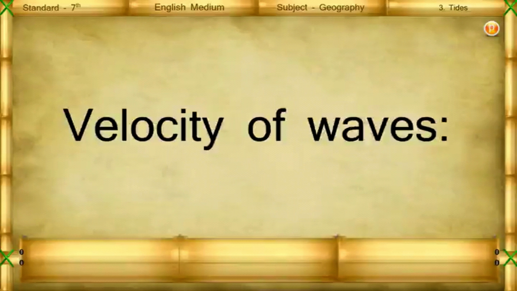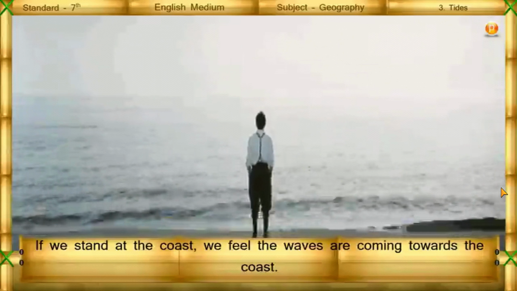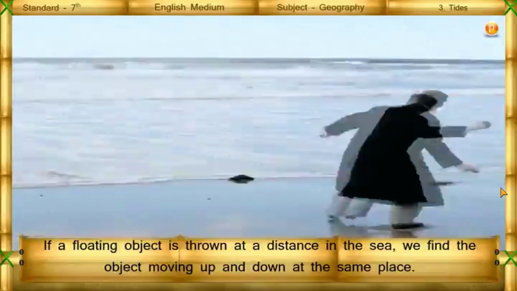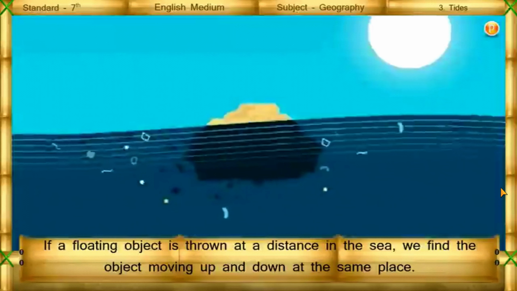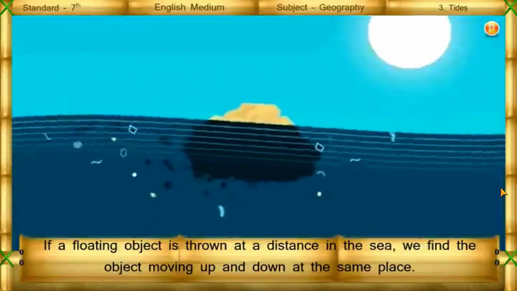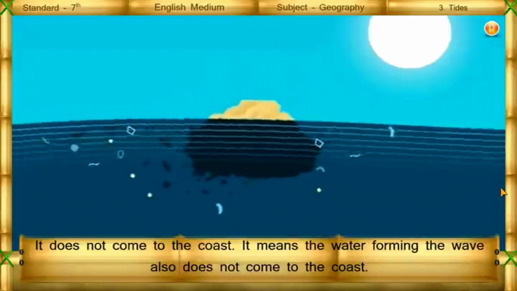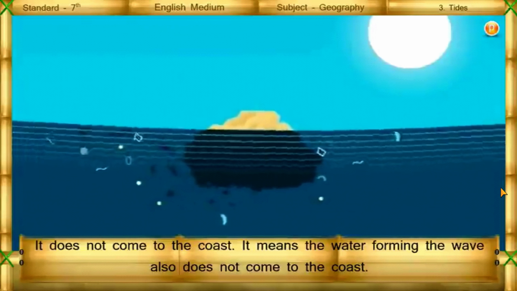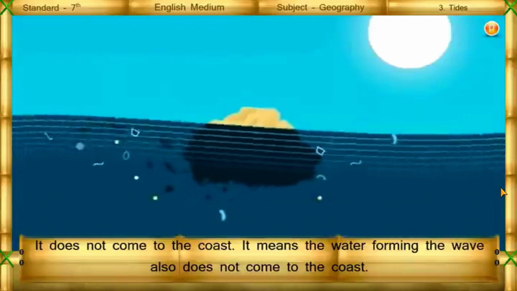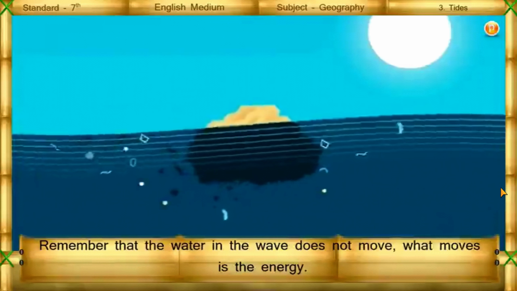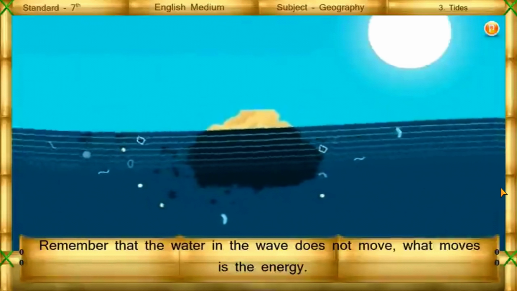Velocity of waves. If we stand at the coast, we feel the waves are coming towards the coast. If a floating object is thrown at a distance in the sea, we find the object moving up and down at the same place. It does not come to the coast. It means that the water forming the wave also does not come to the coast. Remember that the water in the wave does not move. What moves is the energy.